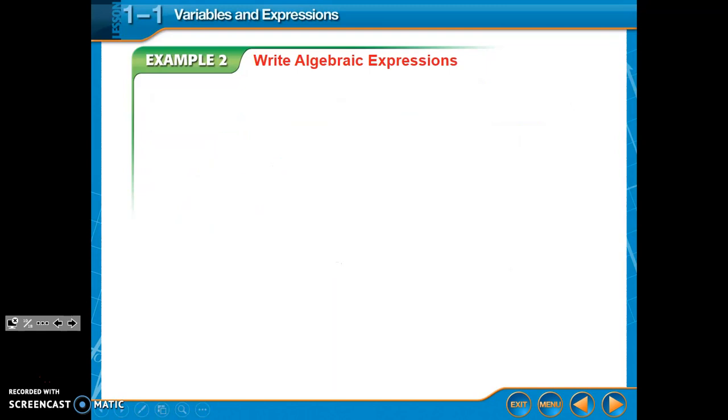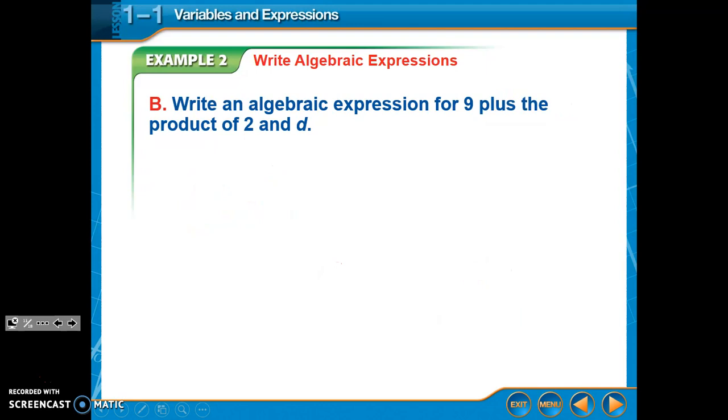Okay, next one. Write an algebraic expression for 9 plus the product of 2 and D. Okay, so 9 plus the product. When you have the product like that, that groups those two things together. So I have 9 plus the product of 2 and D. So that's 2 times D. Remember, product is multiplication. Okay, so 9 plus 2D is the answer for this one.